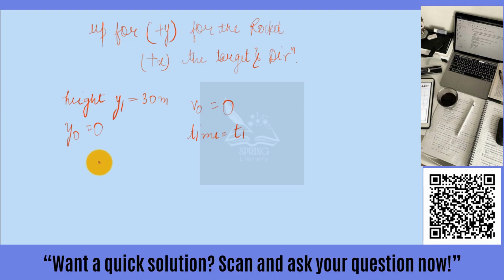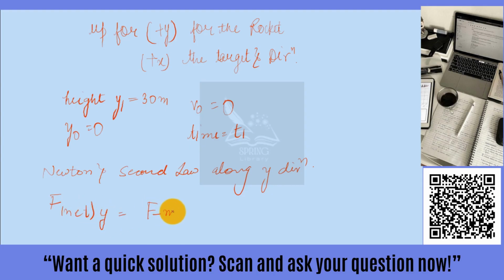For the rocket, two vertical forces act on it, thrust and gravity. Newton's second law along the y direction is F net y equals F minus mg, which equals ma.